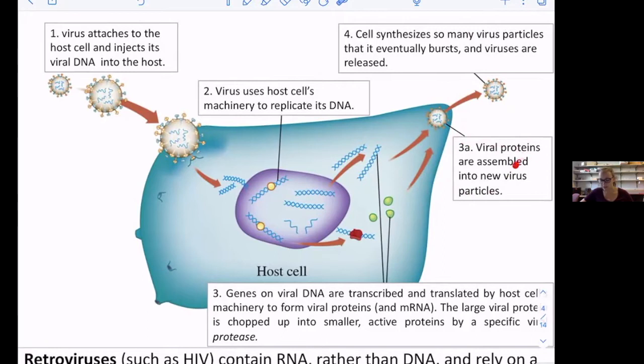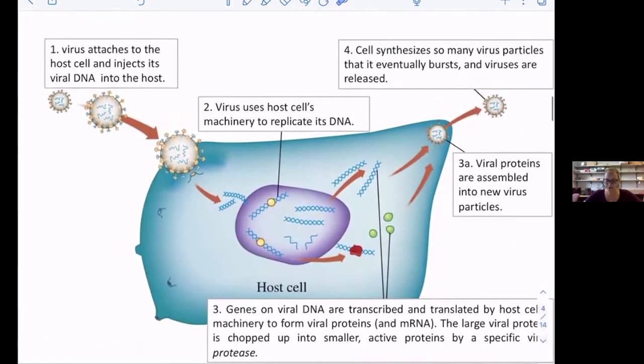So viral proteins are assembled into new virus particles. Inside the cell, those proteins and those new replicated DNA strands will all form into a little ball. And the cell synthesizes so many virus particles that it eventually bursts and viruses are released. So you get a lot of virus particles within that cell. You're going to burst open that cell and release a lot more of those viruses. So this process will occur exponentially. Once you get enough, you burst open, it attaches to, let's say, 50 more cells, and then those 50 cells within a couple hours will do that again as well, over and over and over.